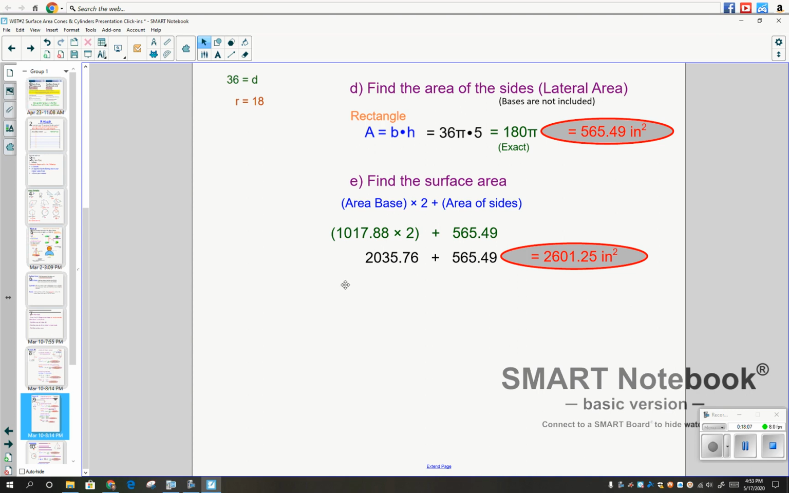Again, if we did look to find the exact area, the area of the base, the exact was 324 pi, so multiply that by 2, I get 648 pi, plus the side, which is 180 pi, which gives me 828 pi square inches. That's the exact. We're just looking for the decimal approximation here, so you don't need to worry about the exact, but something nice to let you know about.